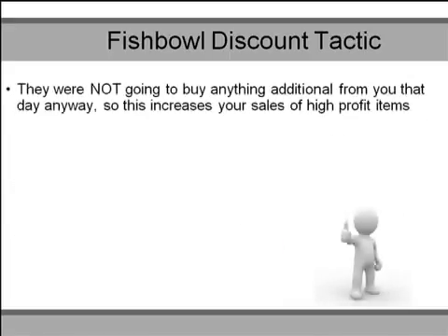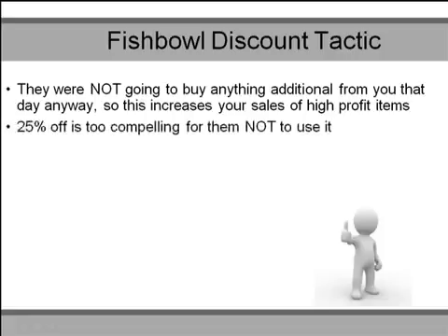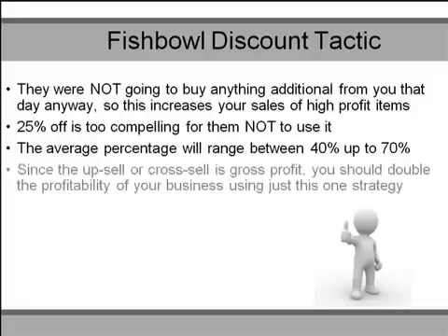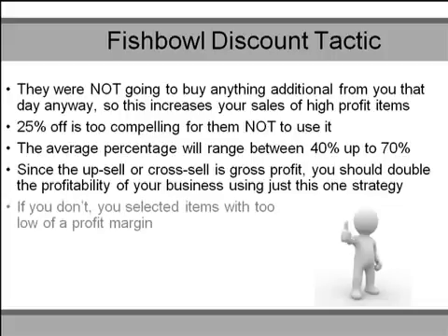Now remember, they were not going to buy anything additional from you that day anyway, which is why you always ask them first if they're interested in buying anything else. So this is a way you can increase your sales of a higher profit item. And by giving them 25% off, that discount is almost too compelling for them not to use it. Now, naturally, not everyone will use the coupon to buy that day, but the average percentage of those who do will range from 40 to 70%. And since the upsell or cross-sell is gross profit, you should effectively double the profitability of your business using just this one strategy. If you don't, you simply selected items with too low of a profit margin.